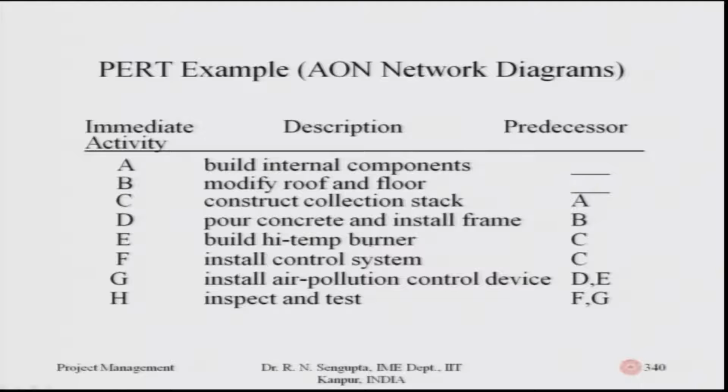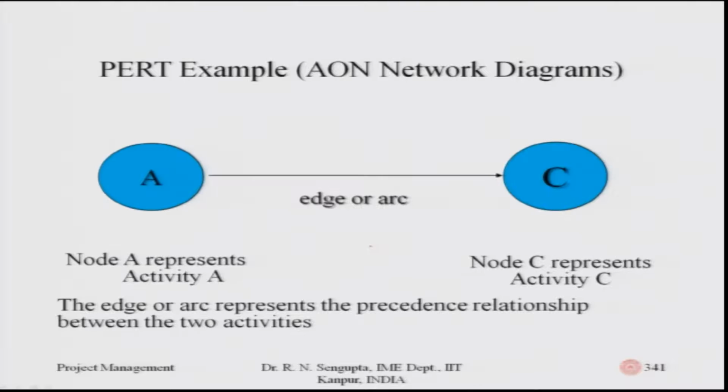The descriptions are given in detail in the second column, and the third column has the predecessors, which means that before C, A should come, or before D, B should come, and for the last one, before H, F and G should come. Based on that, we will first draw the diagram. Node A represents activity A, node C represents activity C. The edge or arc represents the precedence relationship between two tasks, activities or jobs.